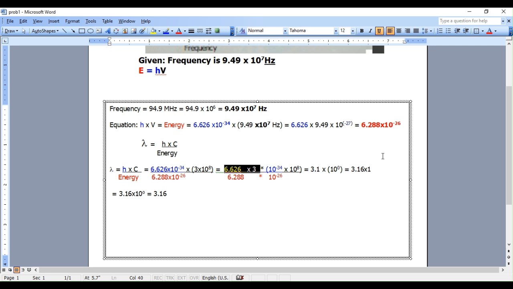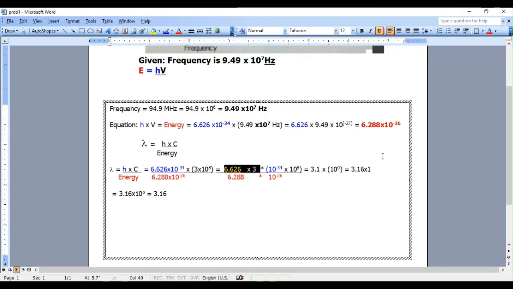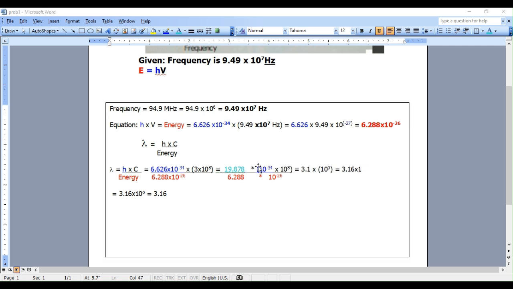You just do 6.626 times 3. What do you get? I'll wait. Type it in your calculator. 6.626 times 3. What do you get? 19.878 on top, right? Okay, so 3 times 6.626. I hope you got 19.878 in your calculator.